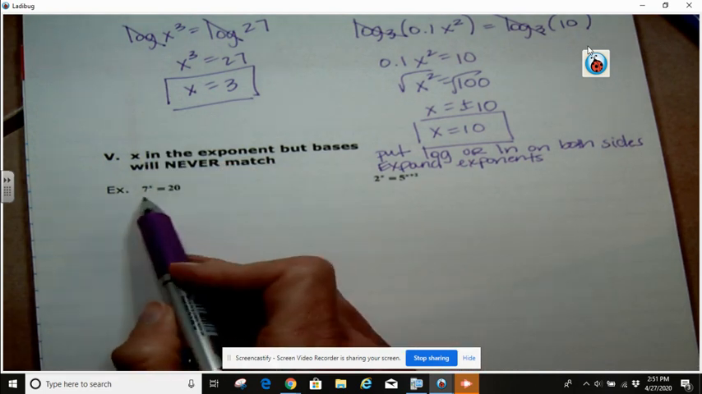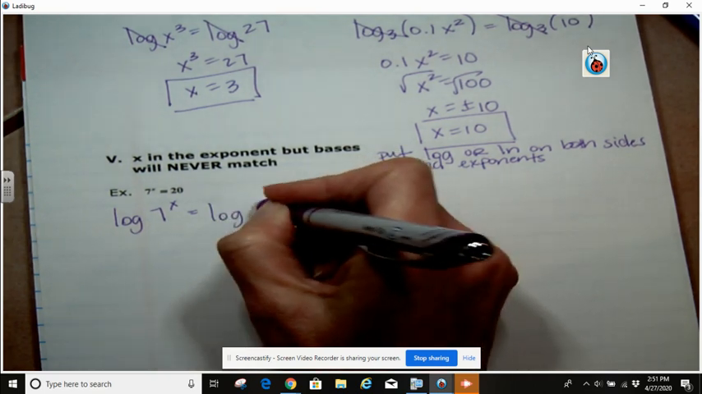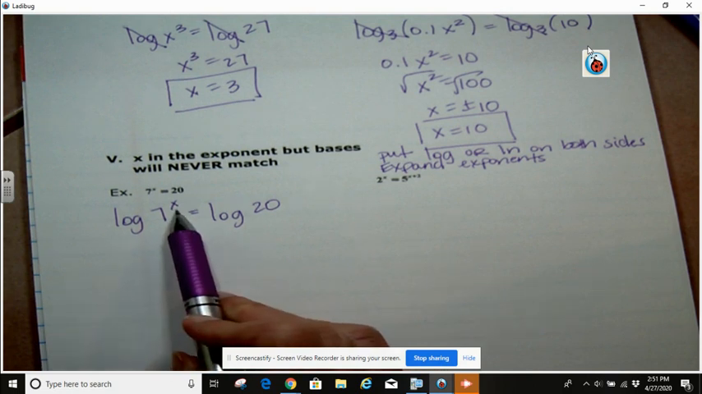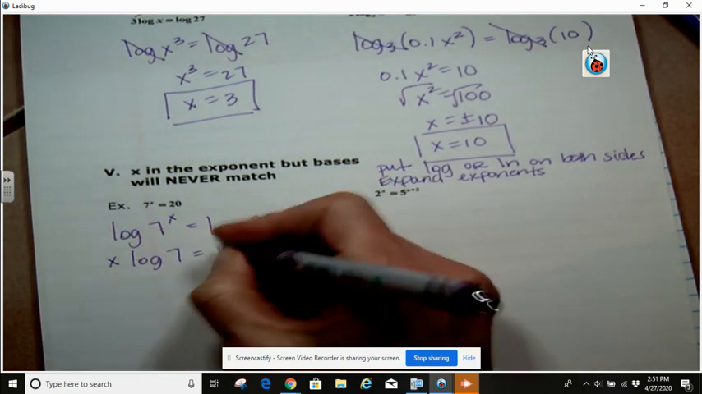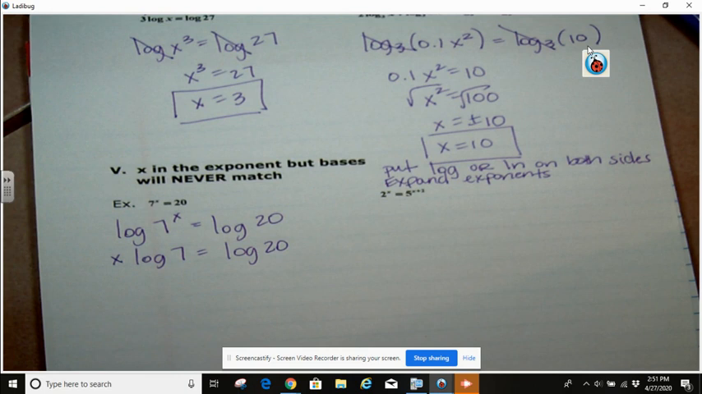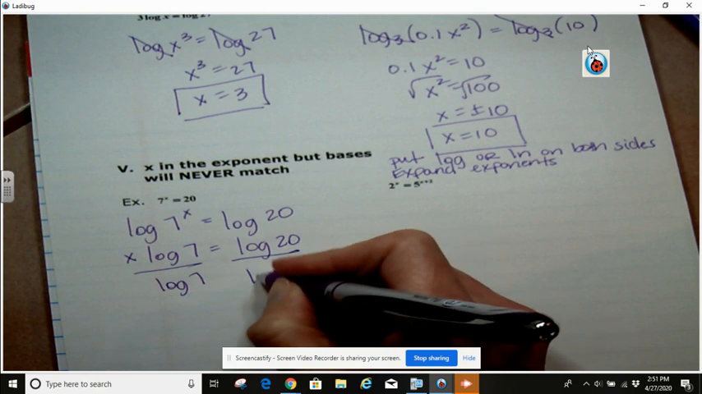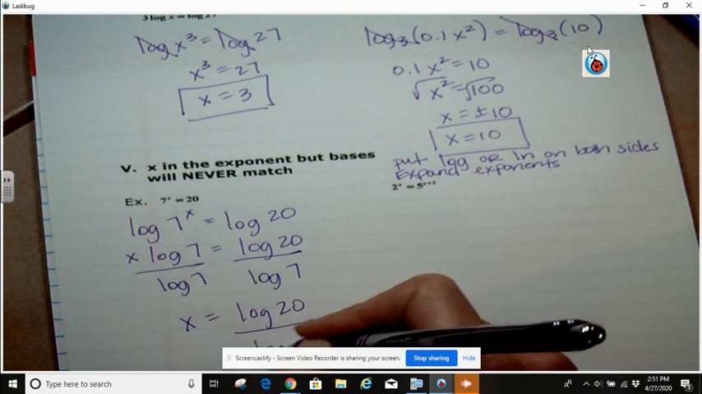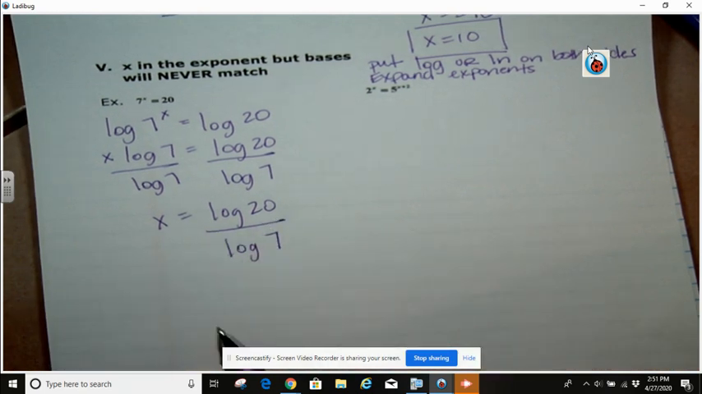So never going to make these bases match. So I'm going to write log on both sides of the equation. Remember, you can do anything to an equation as long as you do it to both sides. Then I only have the one exponent, but I want to expand that exponent to be a coefficient. And now I can isolate x by dividing both sides by log 7. So x is equal to log 20 divided by log 7. There is no way, you can't do anything with that. It's just the answer. That's called calculator ready form.